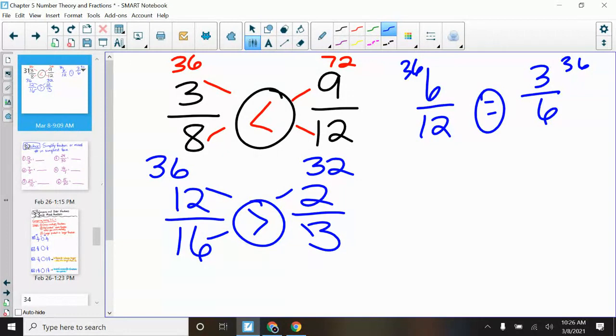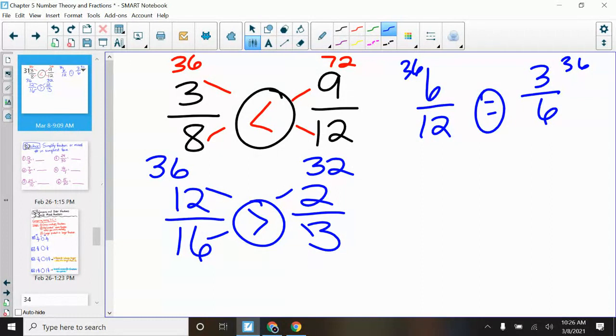But I want you to notice something. Who, except for me, notices that if I take the fraction 6/12 and put it in simplest form, what am I going to get? Is this an equivalent fraction of 6/12? What could I do to this 3 to get a 6? What could I do to this 6 to get a 12? These are equivalent fractions, so that's why they're equal. But you can always just use cross multiply to solve. Yes, they're equal fractions.